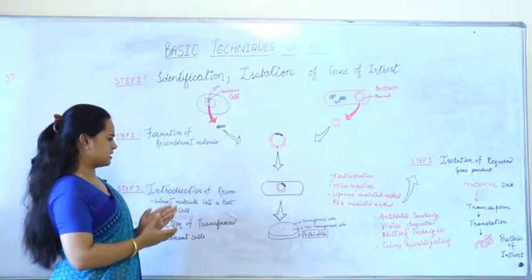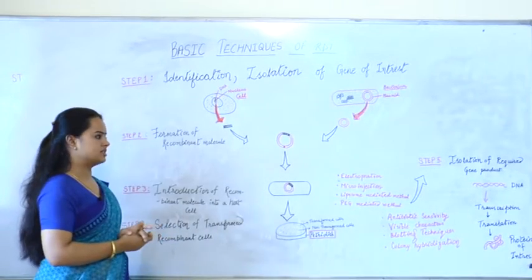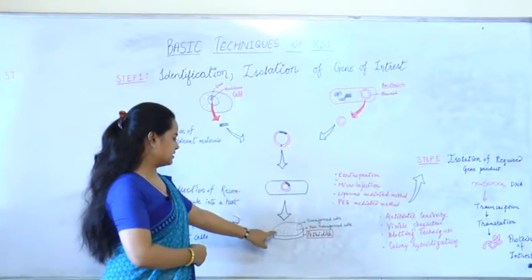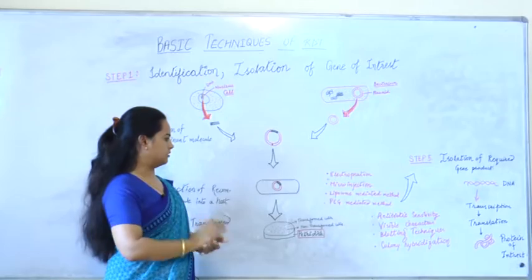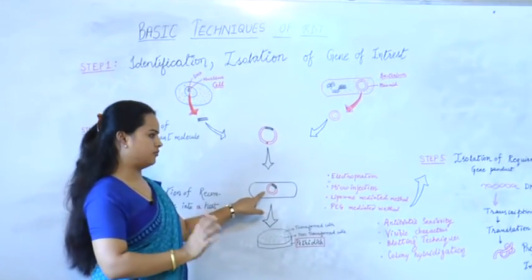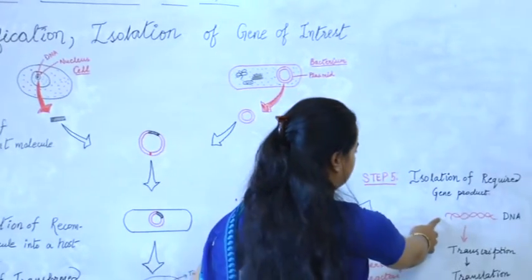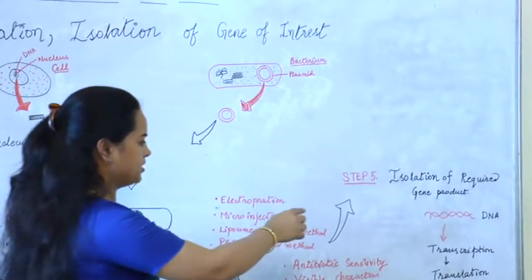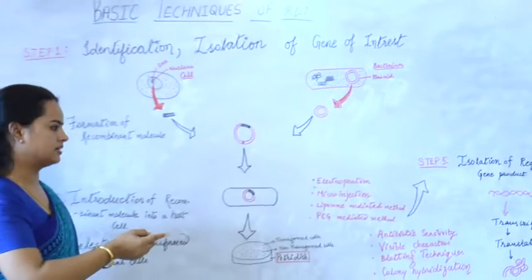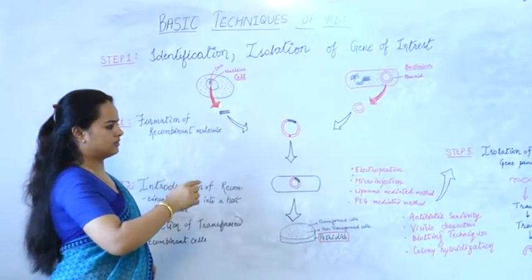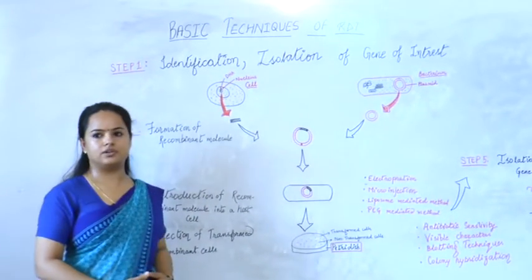The next step is the isolation of the gene product. The bacterium has multiplied our desired gene of interest. The DNA is put through transcription, and then translation is done, so that later on we can isolate the protein of interest.